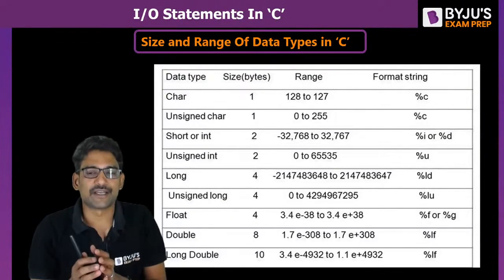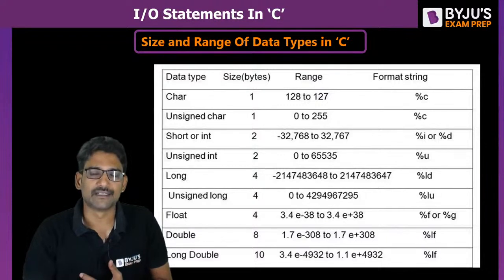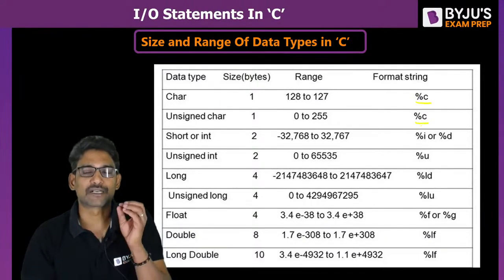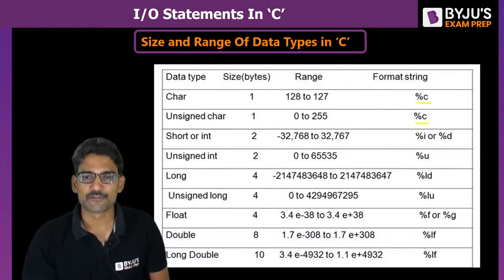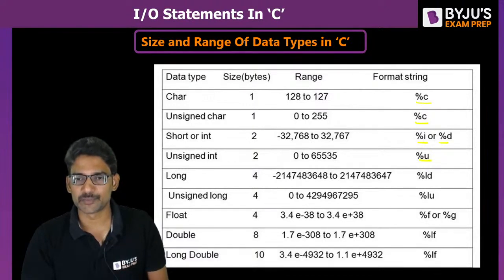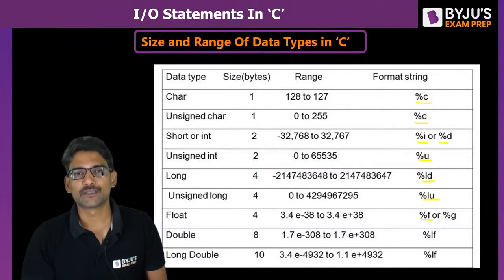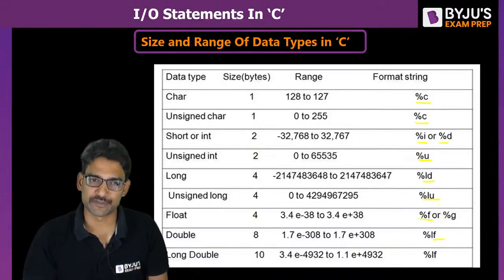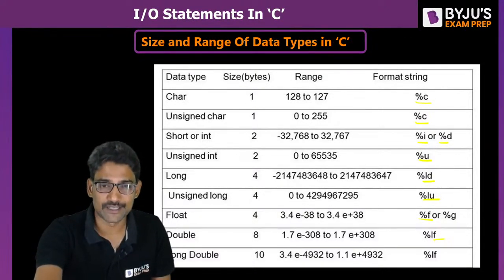As per yesterday, I would like to revise again these format specifiers. For character %c, for int %i, for unsigned int %u, for long %ld, long integer, for unsigned long %lu, for float %f, for double %lf. Please remember these format specifiers because they will be useful in today's session.